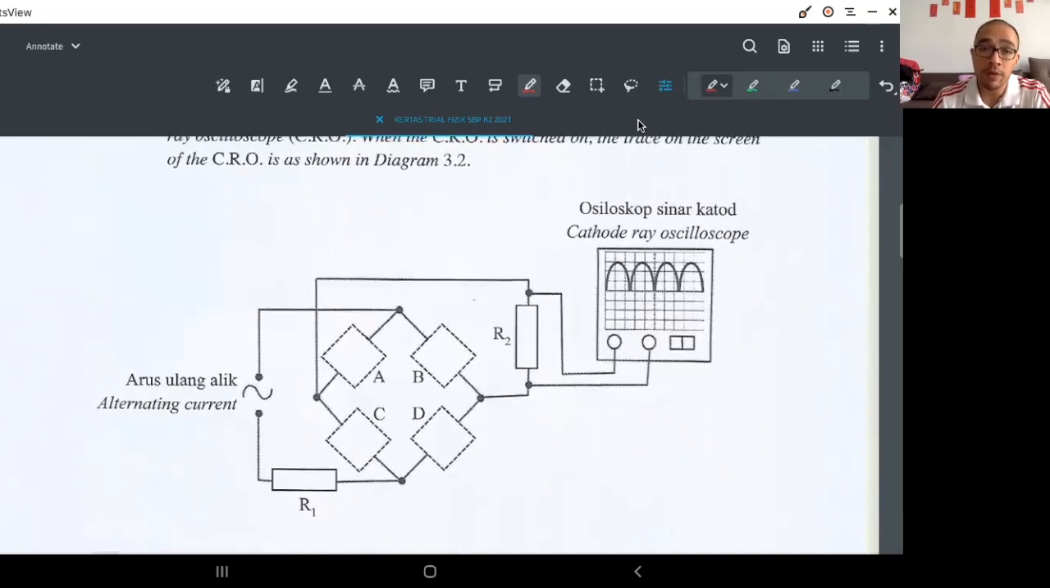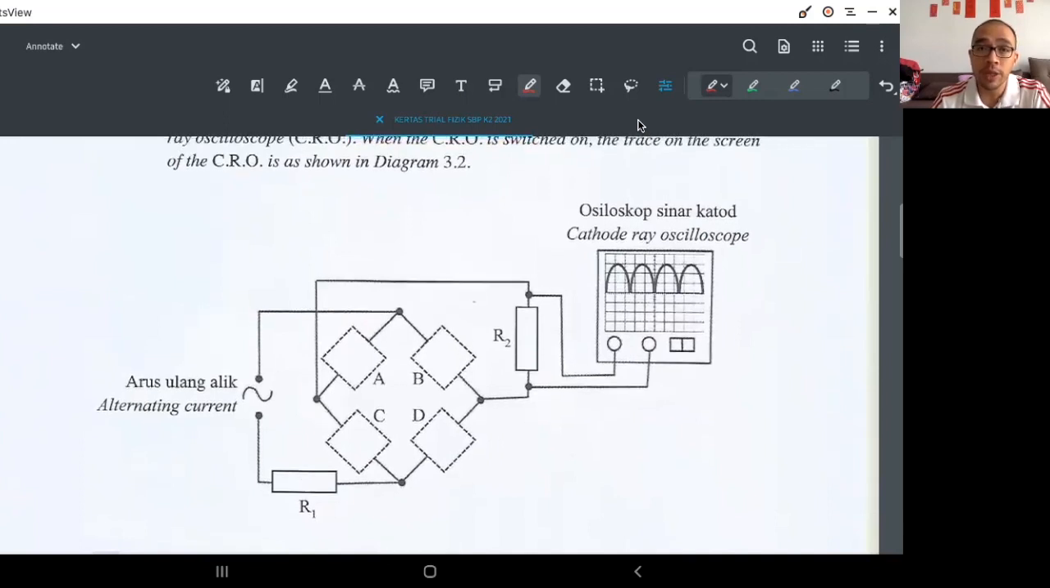Now, of course, usually the question will be how do you arrange the diode? The diode arrangement is very important. You cannot just simply draw and say, oh, this is full wave rectification. There is a rule that needs to be followed when we're talking about full wave rectification.